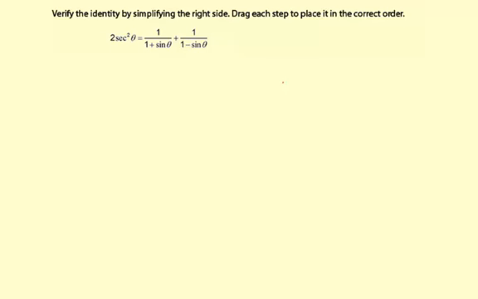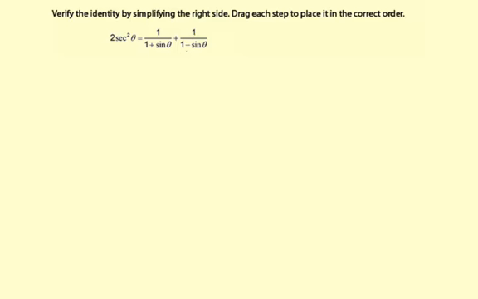Verify the identity by simplifying the right side. Drag each step to place it in the correct order. So the identity is 2 secant squared theta equals 1 over 1 plus sine theta plus 1 over 1 minus sine theta. We're going to simplify the right side because it's more complicated.